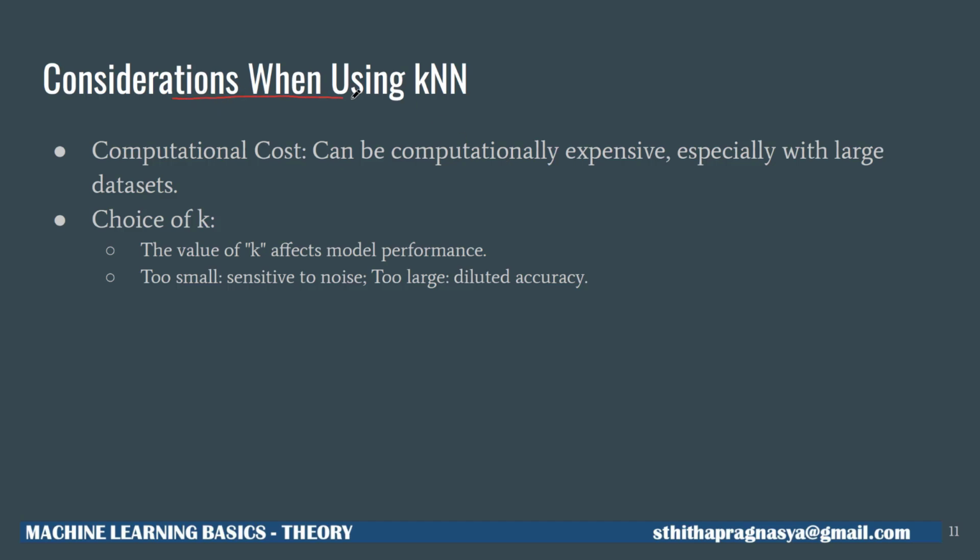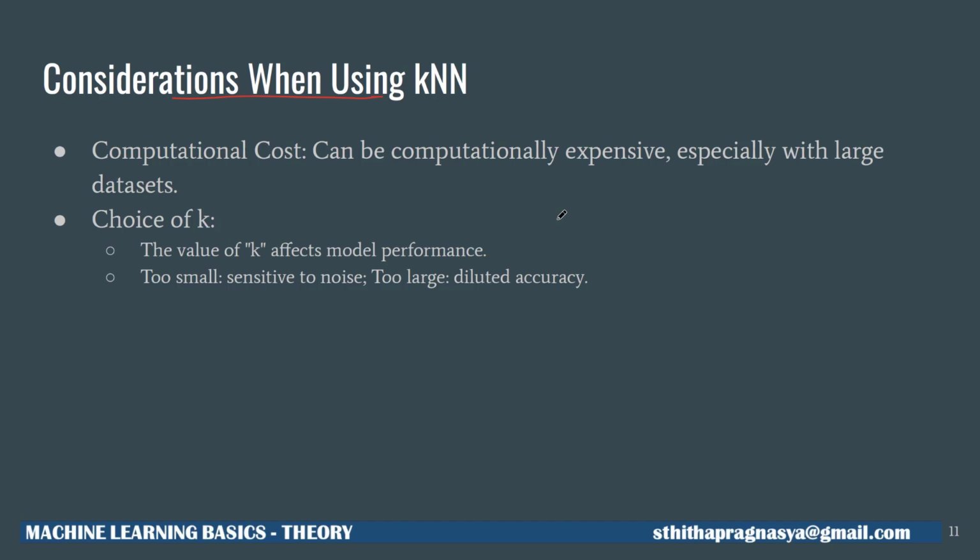And remember these considerations when using kNN. While SageMaker optimizes kNN for large-scale tasks, the algorithm can still be computationally expensive, especially as the size of the dataset grows. And the choice of k, which is the number of neighbors, can significantly impact the performance of the model. Too small a k might make the model sensitive to noise, while too large a k might dilute the prediction accuracy. Okay, so keep those things in mind. Now, these are some things about kNN.